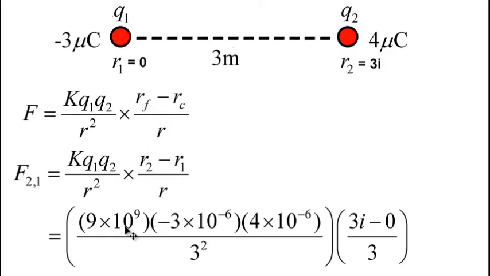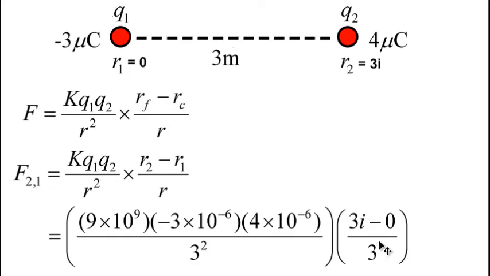If we put in the parameters, we have that k is 9 times 10 raised to the power of 9. Q1 is minus 3 microcoulombs, which is minus 3 times 10 raised to the power minus 6. Q2 is 4 microcoulombs. Then the distance between the two charges is 3. So we have the distance squared multiplied by the unit vector.